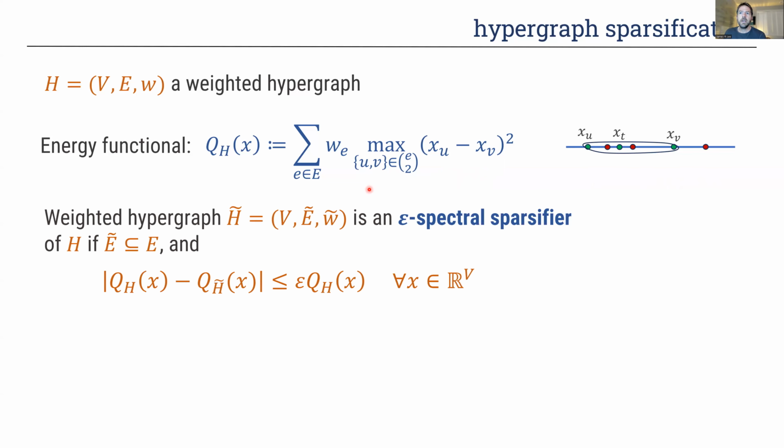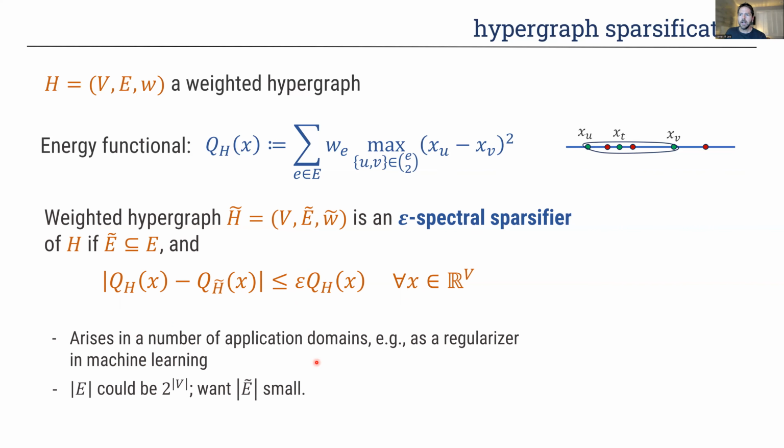Okay. We're going to talk about sparsification. The idea is that we want to take this hypergraph H and sparsify it, and we want the sparsifier to preserve this energy. Formally, a weighted hypergraph H tilde is an epsilon spectral sparsifier of H if, first of all, the hyperedge set of H tilde is contained in the hyperedge set of the original hypergraph, and if the two quadratic forms are multiplicatively close, within 1 plus or minus epsilon for every input vector. Okay, so this is what it means to be an epsilon spectral sparsifier.